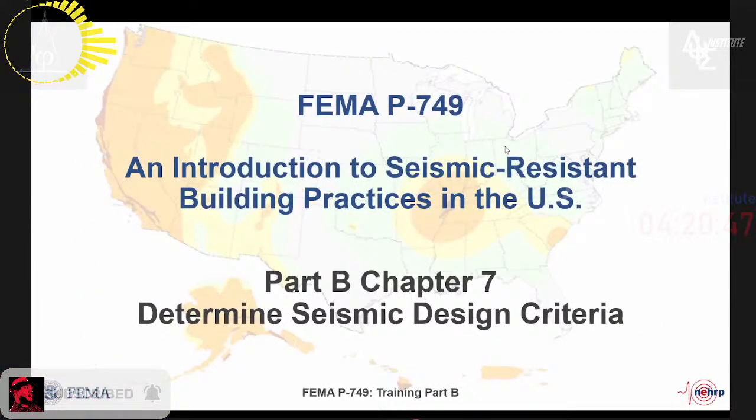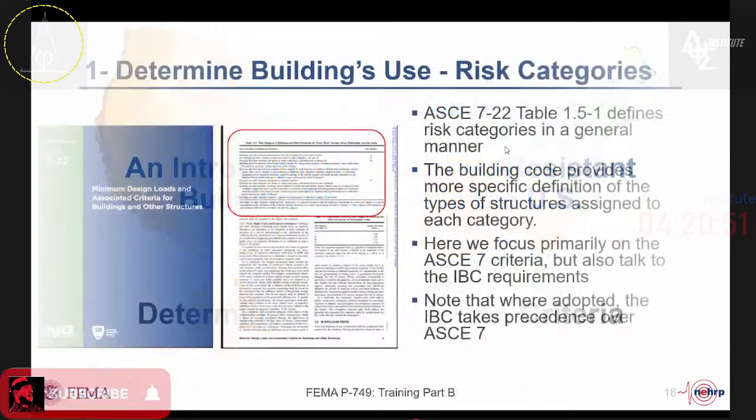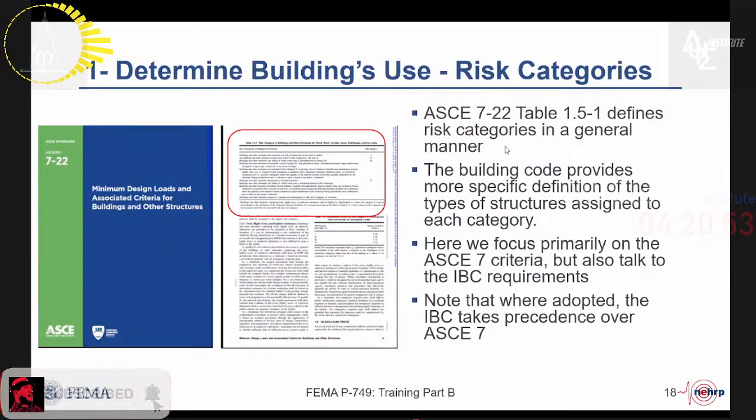We'll start by looking at how we determine the seismic design category. Table 1.5.1 of ASCE 7-22 specifies things that are called risk categories. The risk categories are a categorization of buildings and structure types related to the amount of risk they pose to society if they fail. ASCE 7-22 has a very simple table of risk categories.